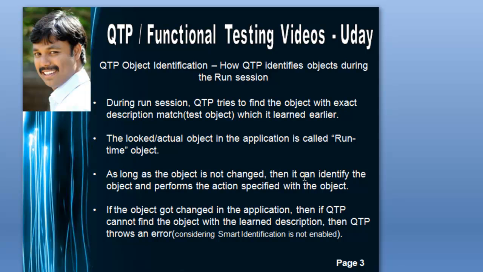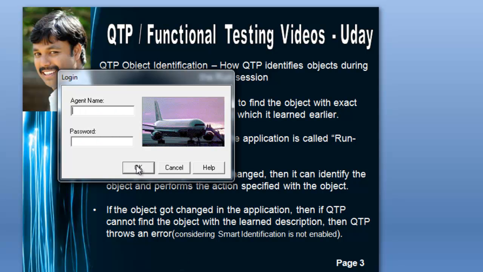As long as the object is not changed, QTP can identify the object and perform the action specified with the object. If the object got changed in the application, and QTP cannot find the object with the learned description, then QTP throws an exception, considering smart identification is not enabled. For example, say the OK button got changed to Login, and with the learned description it is not able to find the object. Then QTP says I am not able to find the OK button because this got changed to a Login button. At that time it throws an exception and the script will fail at that point.